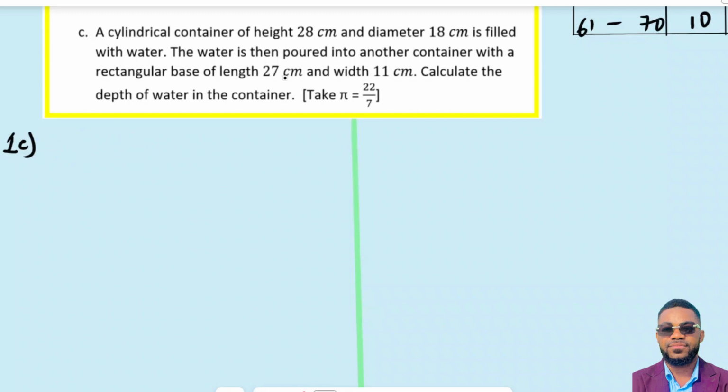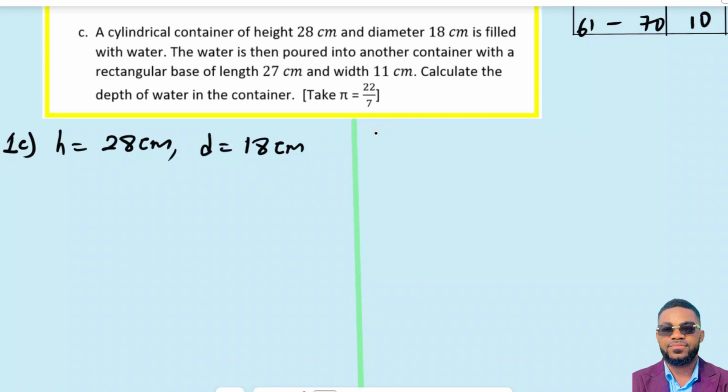So the height has been given to be 28. I'm using small letter h for the height, which is 28 centimeters. I also want to use small letter d for the diameter. That's going to be 18 centimeters. Now, this is what you're supposed to know.